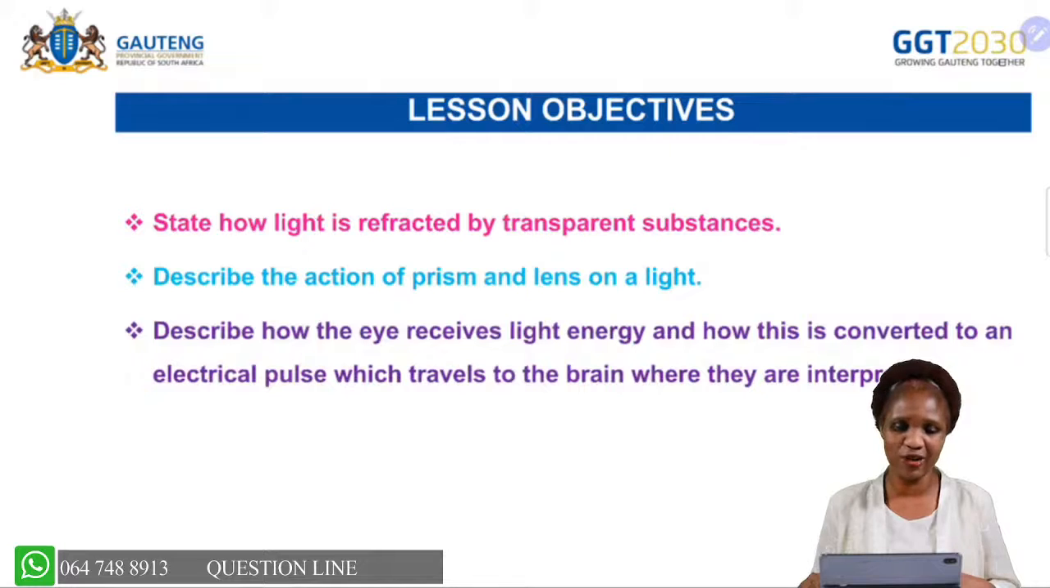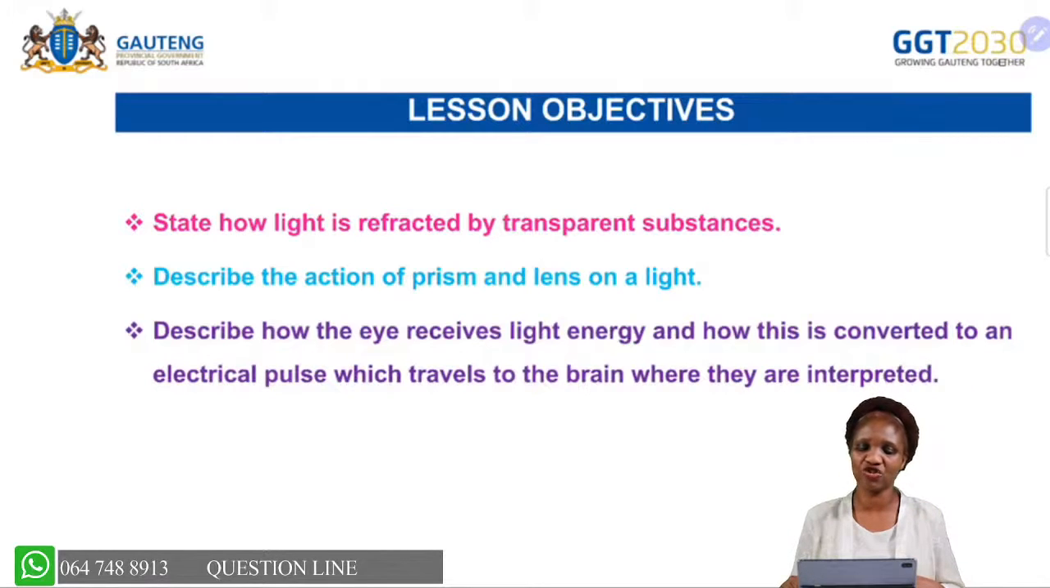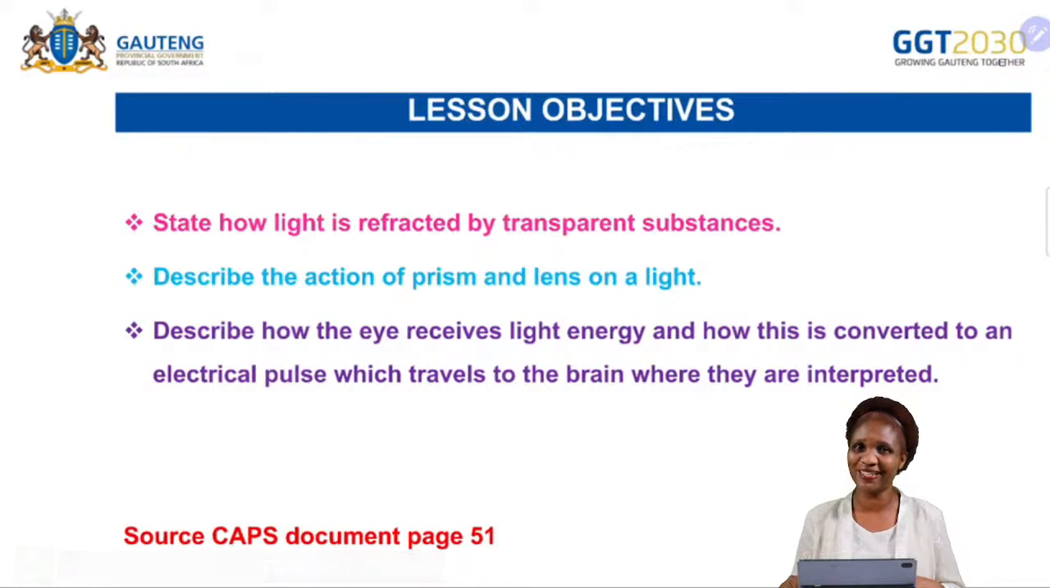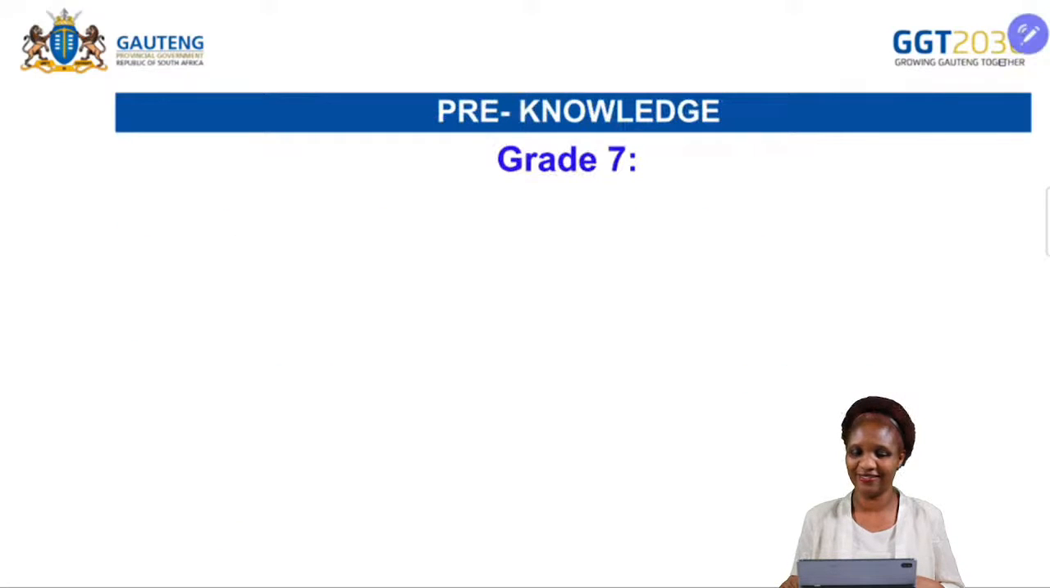And finally, we're going to describe how the eye receives light energy and how this is converted to an electrical impulse which travels to the brain where they are interpreted. And we get all this from the CAPS document, page 51.